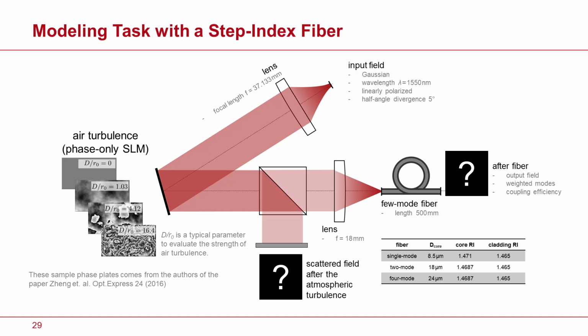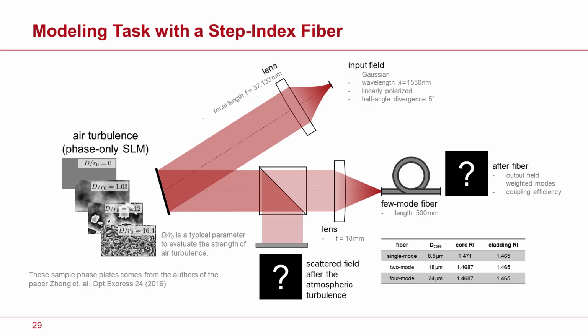And let's investigate this sketch that describes the system that we're going to be simulating. So we start with a fundamental Gaussian beam as our input field. That takes us to the top right corner of the sketch. So that's where we start, input field Gaussian. And then we collimate that beam using a lens, as is shown here. And then the effect of that atmospheric turbulence, or that air turbulence, is going to be simulated by using a phase-only SLM for different values of the strength, so to speak, of that atmospheric turbulence.